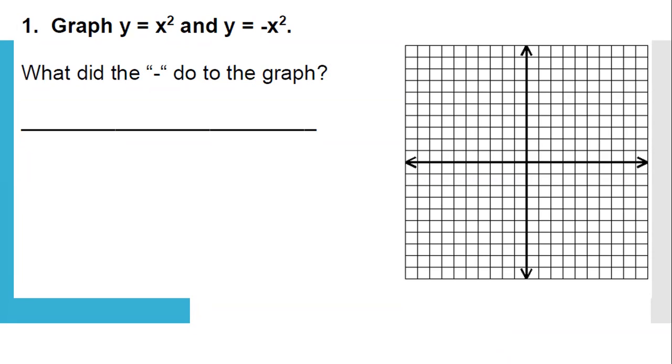So when we're graphing, remember we talked about graphing the vertex? And if we're y equals x squared, that means our vertex is at 0, 0, right? And our axis of symmetry is at x equals 0.